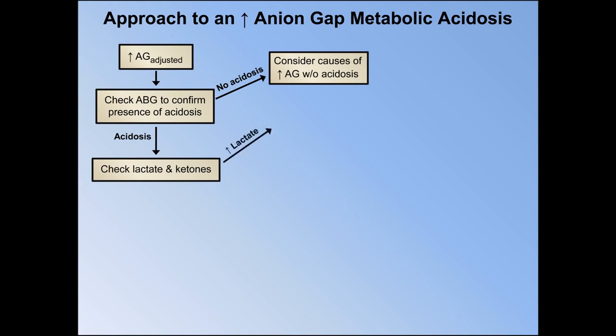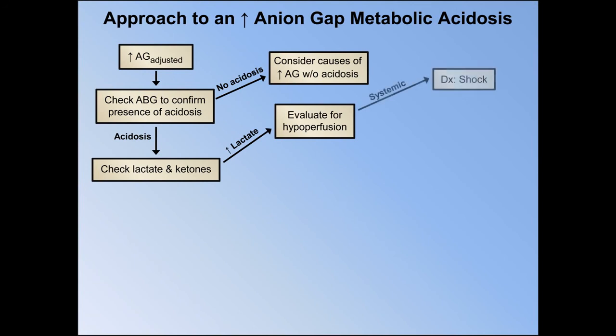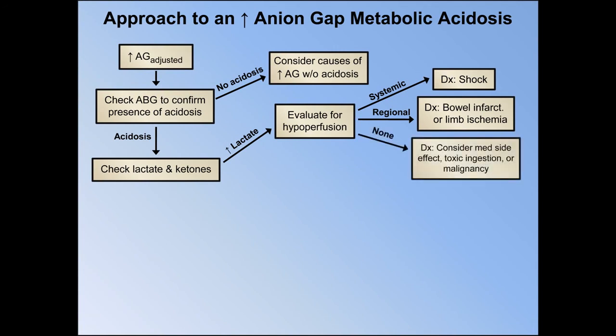If lactate is elevated, assess for the presence of hypoperfusion. Systemic hypoperfusion means that the anion gap acidosis is a consequence of shock. If there is evidence of regional hypoperfusion, then the cause of lactate elevation is related to that. If there is an elevated lactate but no hypoperfusion anywhere, you should strongly consider a medication side effect, toxic ingestion, or lactate-producing tumor.